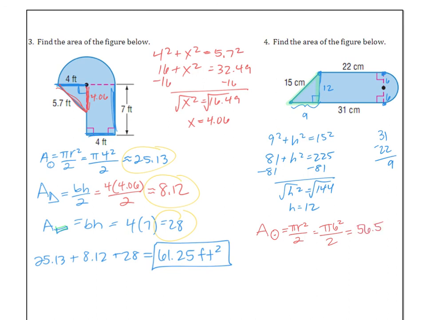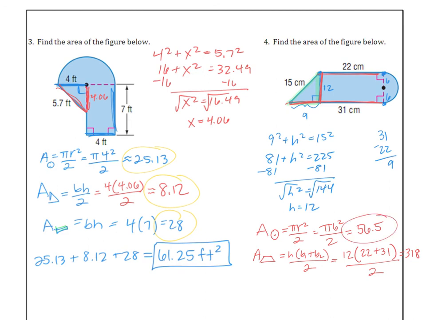Then we're going to do the trapezoid. So area for a trapezoid is going to be height times base 1 plus base 2 divided by 2. We know the height. Here it is, 12. The bases are the 22 and the 31. So here's one base, here's the other base. You do not have to include the 9. That was already included in the 31. And then divide by 2. So that ends up being 318.